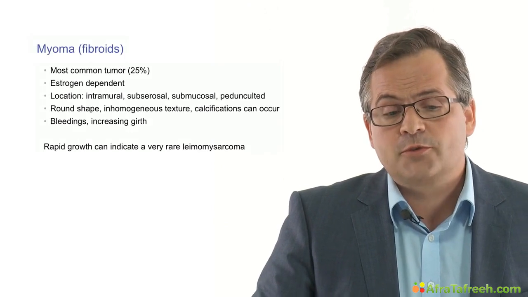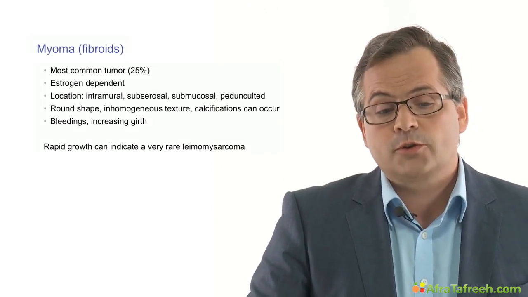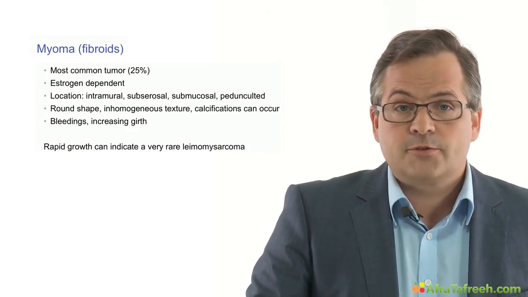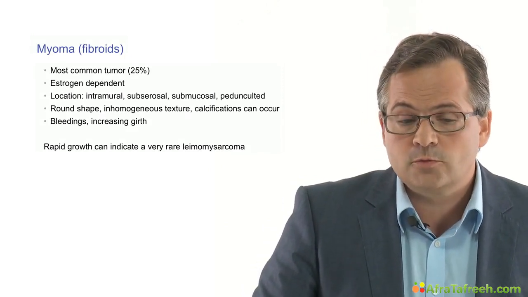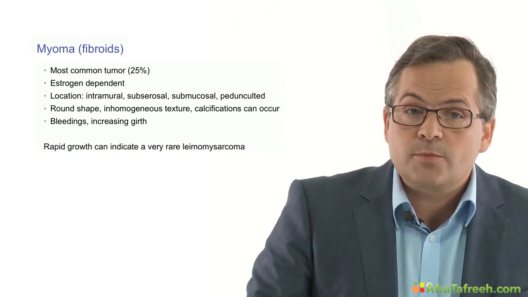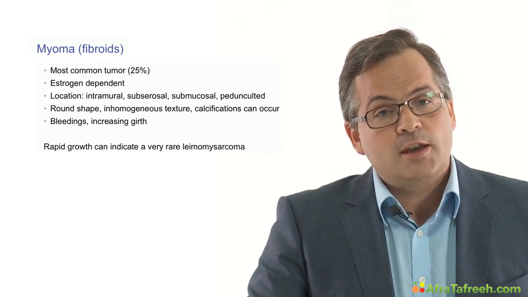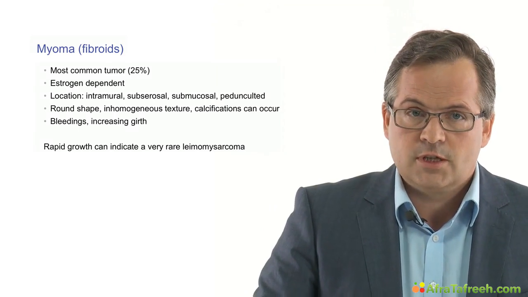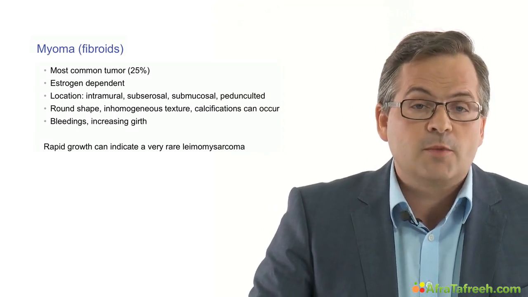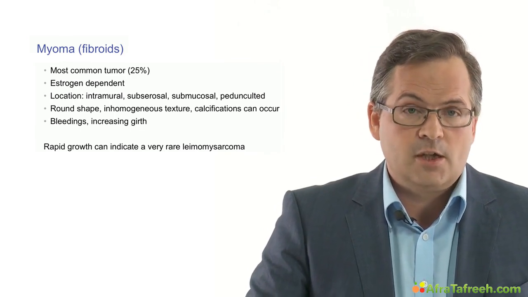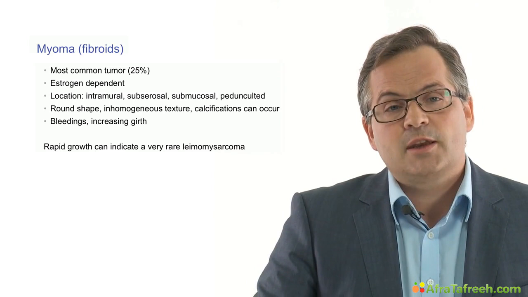The most common tumor of the uterus are myoma, or so-called fibroids. They are located in the muscle of the uterus, so in the myometrium, or they can be subserosal or submucosal. They are round-shaped. Sometimes they show an inhomogeneous texture, and calcifications can occur. Clinical symptoms are bleeding and maybe an increase of the abdominal girth. When there is a rapid growth, it can be an indication for a leiomyosarcoma.